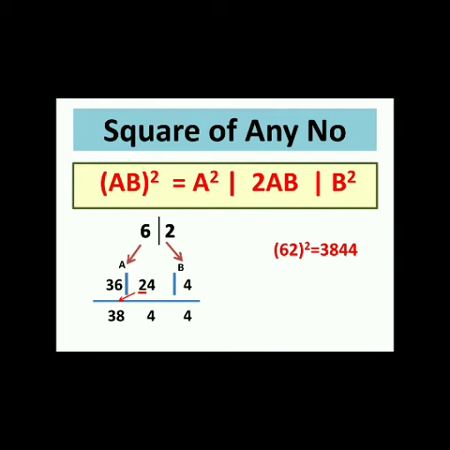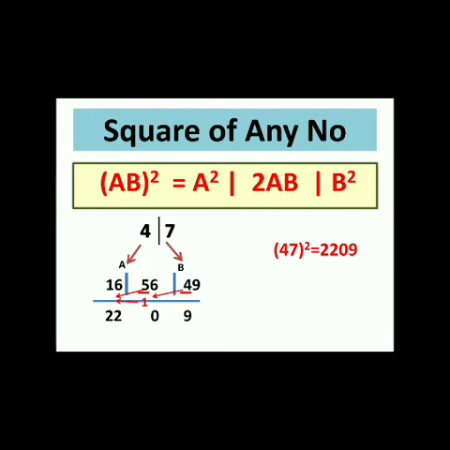Now what happens children? I have to add all this for my answer. So 4 is the only number in the units place. I write 4. Here from 24 I have to write only 4. 2 gets carried forward. Then 36 plus 2 gives me 38. So my answer for 62 ka square is 3844. Okay children. Let's take one more example. That is the number 47.